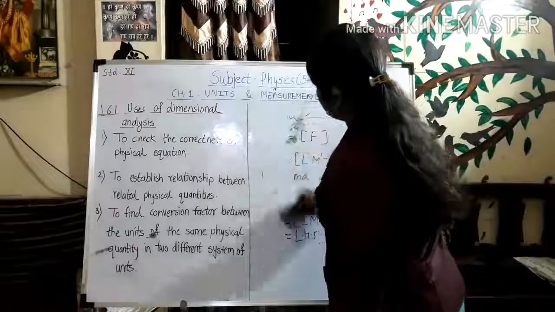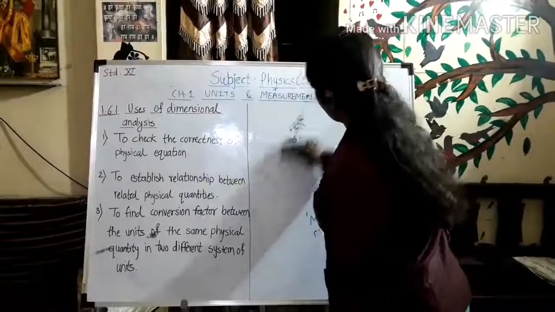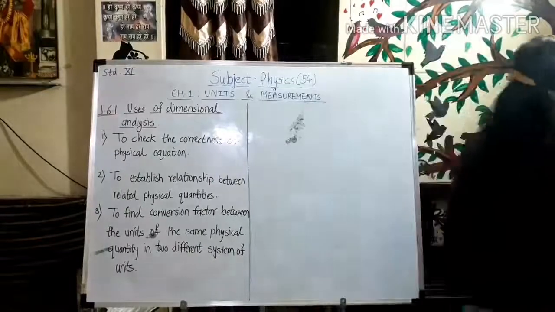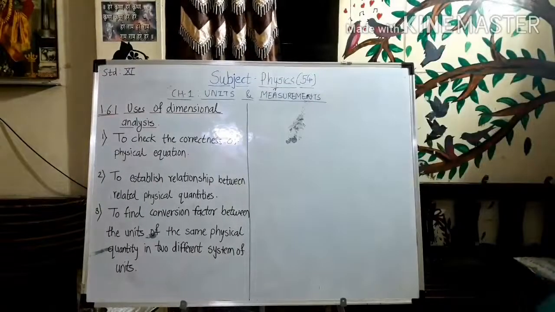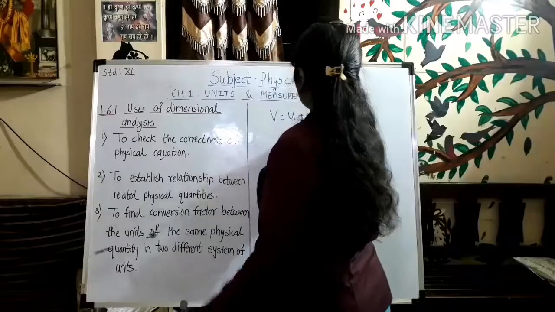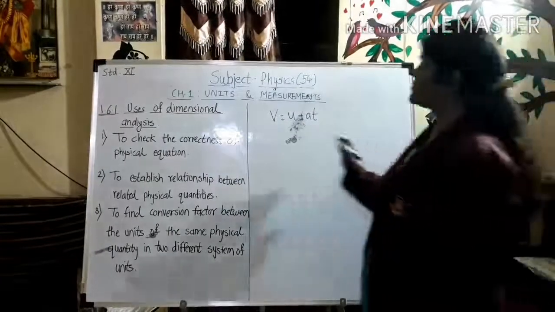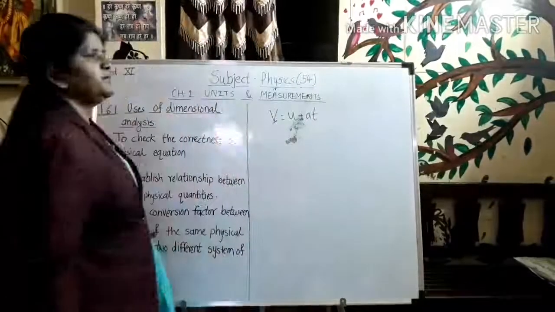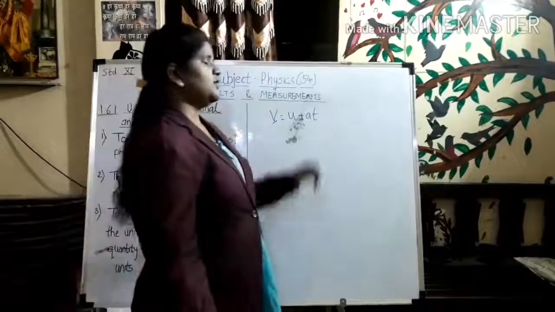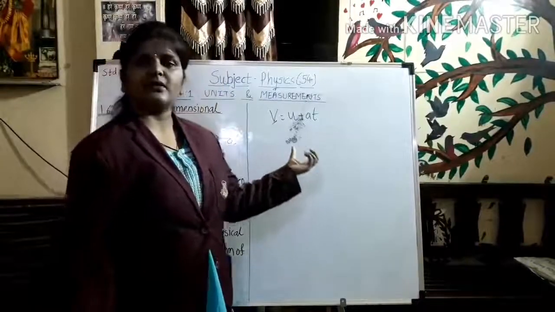Kinematic equation of V we are going to consider. As you all know, this is the kinematic equation, which is V is equal to U plus At, in which V denotes final velocity, U denotes initial velocity, A denotes acceleration and T denotes time. We are going to just see whether the equation is dimensionally correct or not.